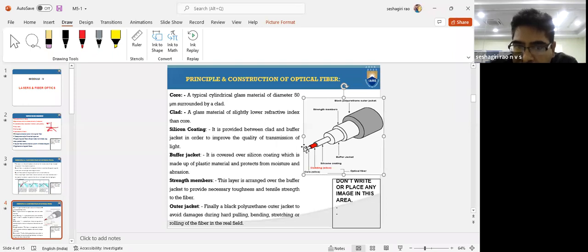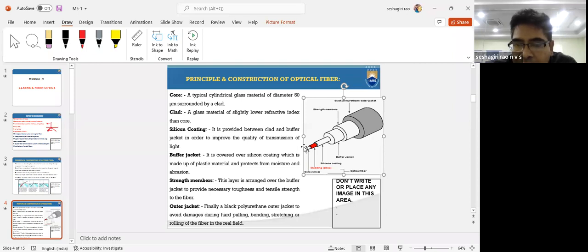Cladding is nothing but a glass material of slightly lower refractive index than core. The core and cladding, the refractive index of core is more when compared to the refractive index of the cladding. A silicon coating is provided between clad and buffer jacket in order to improve the quality of transmission of the light.